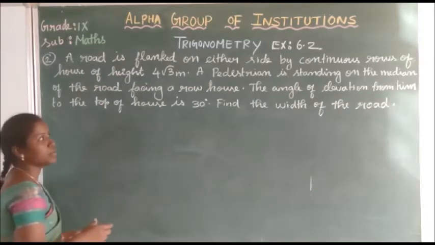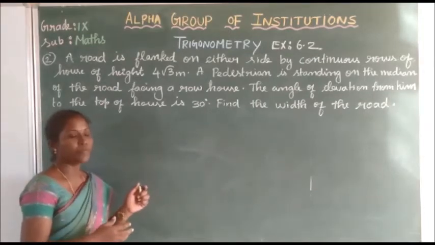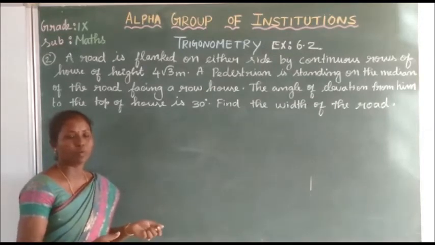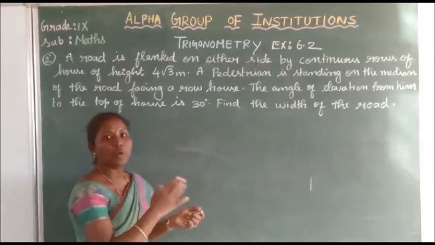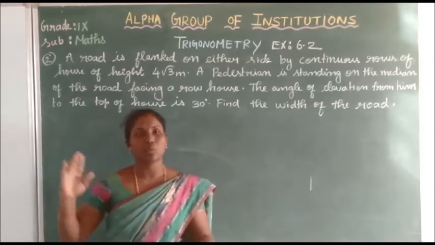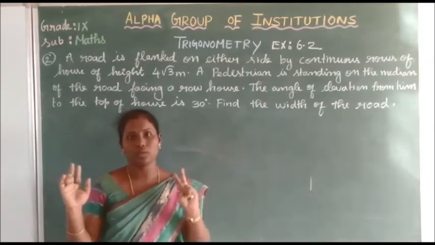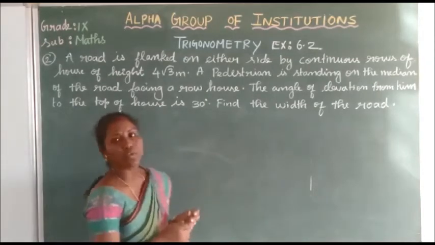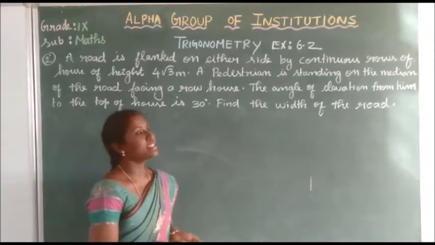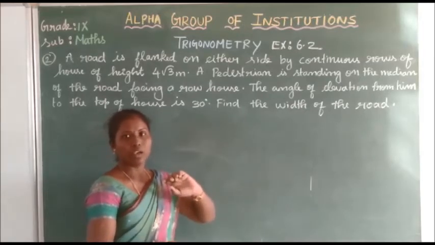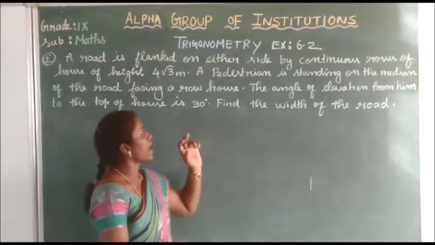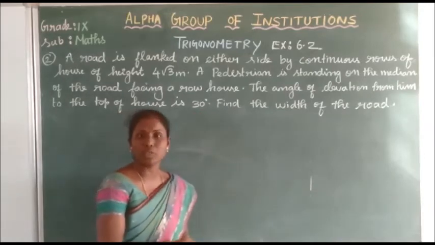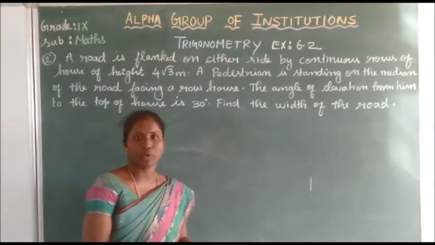Okay. What do you understand from this question? First, understand the question clearly. A pedestrian is a person walking on the road. While he is walking, on both sides the road is flanked by houses without space. The height of the house is given as 4√3 meters, and he is seeing the top of the house at an angle of elevation of 30 degrees. What we have to find is the width of the road. This is the given question, isn't it?